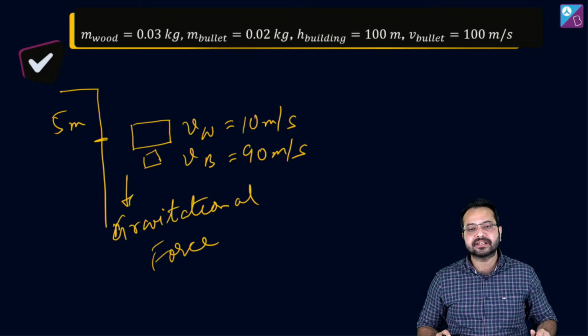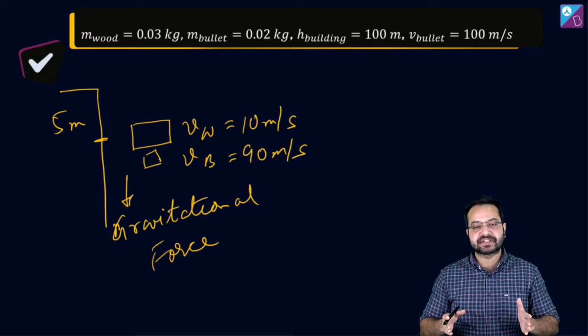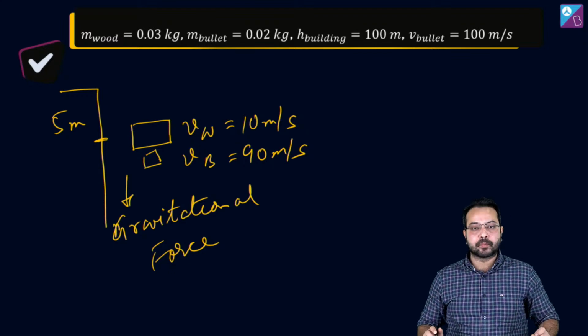Now, if there is an external force on the system, then how can we conserve linear momentum? Yes, absolutely, gravity is acting. There is an external force on the system. So if there is an external force on the system, how do we conserve linear momentum?